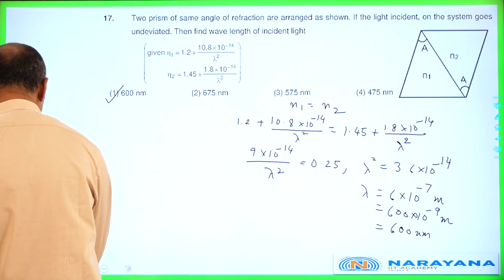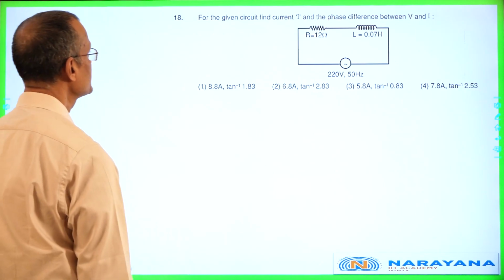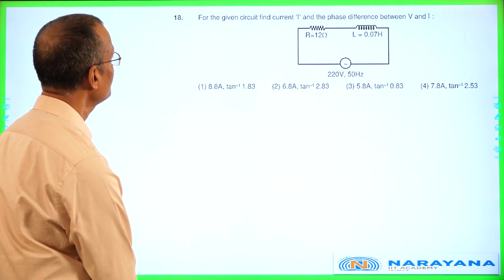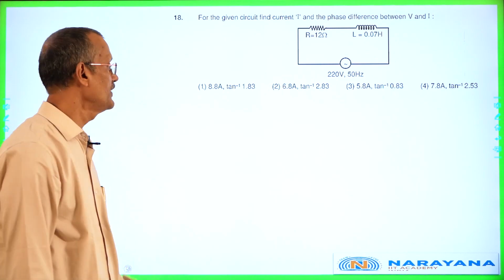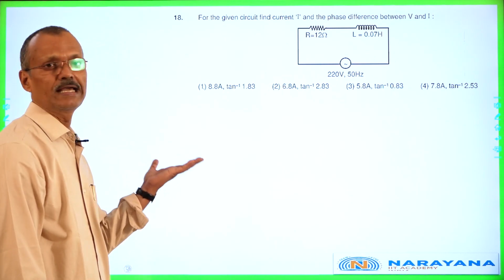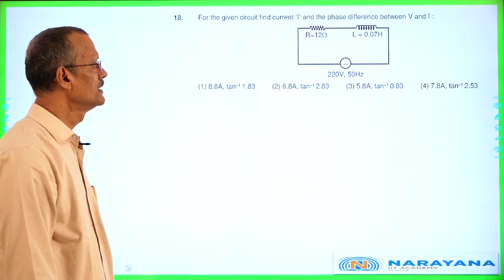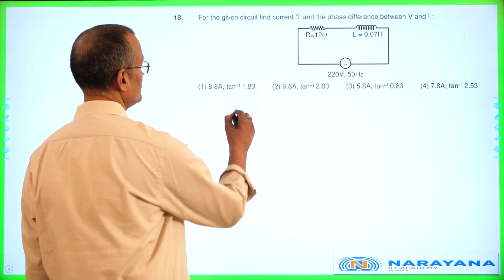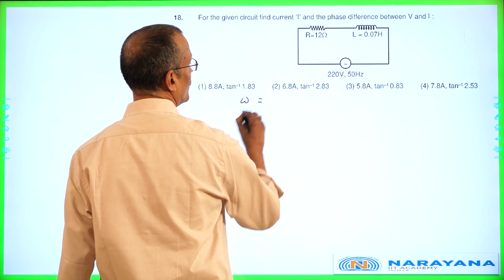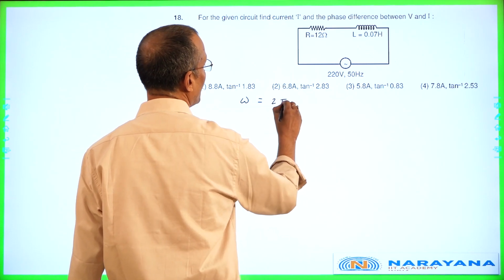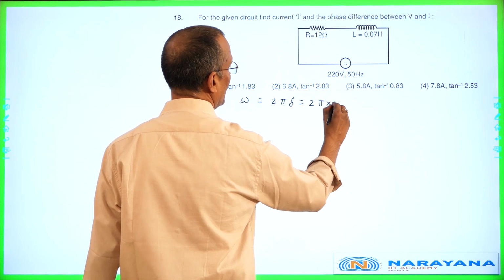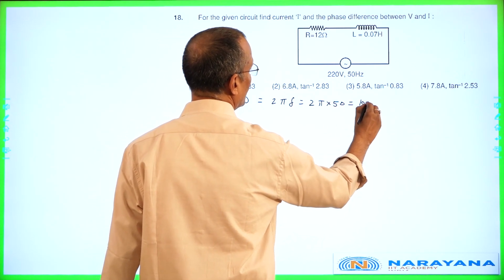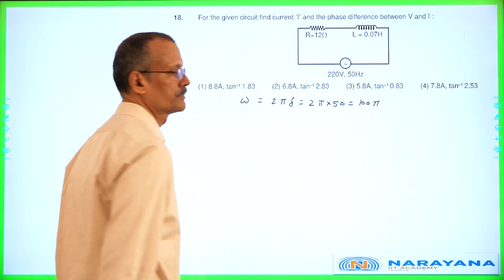Now, let us move to question number 18. For the given circuit, find current and phase difference between V and I. It is AC, a simple problem. First get omega. Omega is 2 pi f. 2 pi f with f as 50, it is 100 pi.